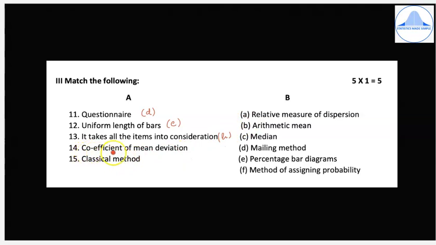14th one, coefficient of mean deviation is a relative measure of dispersion. So the answer is subdivision A. 15th one, classical method is a method of assigning probability. So the correct answer is F.